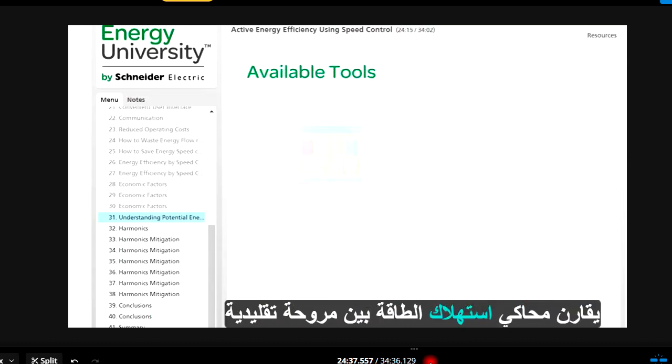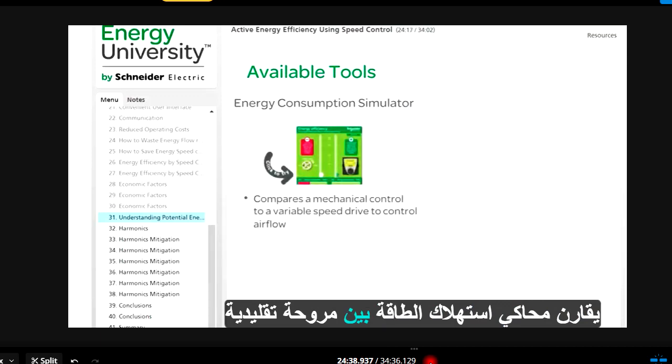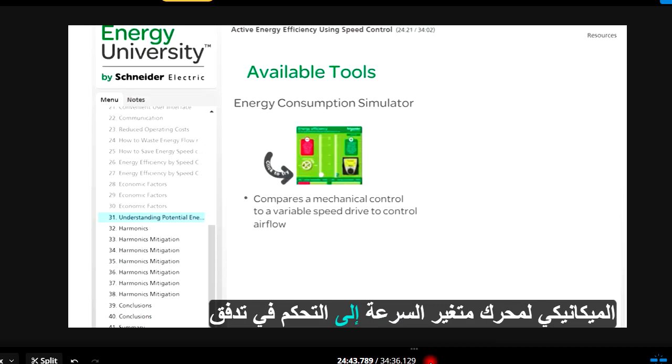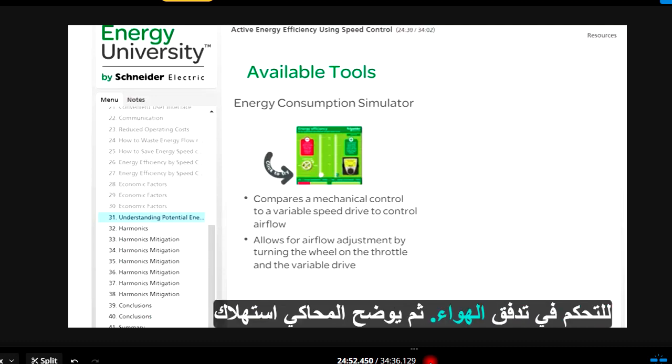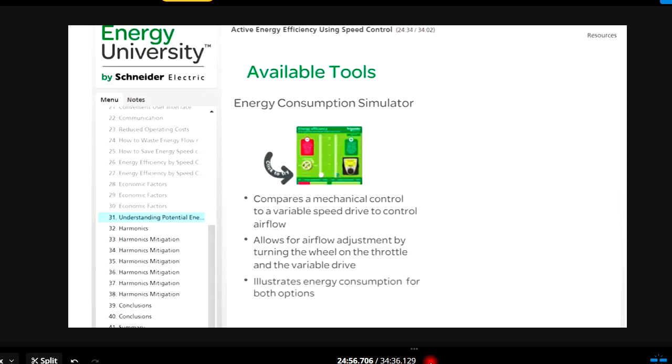The Energy Consumption Simulator compares a conventional fan application using a mechanical control to a variable speed drive to control airflow. You control the level of flow by turning the wheel on the throttle and the variable drive to control the airflow. The simulator then illustrates energy consumption for both options.